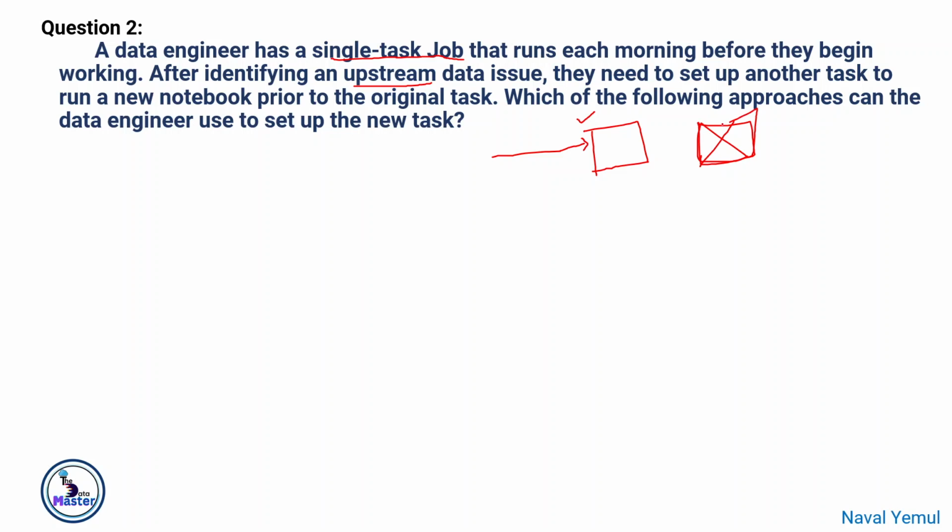Let us assume that they want this task to run in a new notebook prior to the original task. So this is my original task, I'll call this OG. Before I run this notebook or this task, I want to create one more task. The question is, which of the following approaches can the data engineer use to set up a new task?